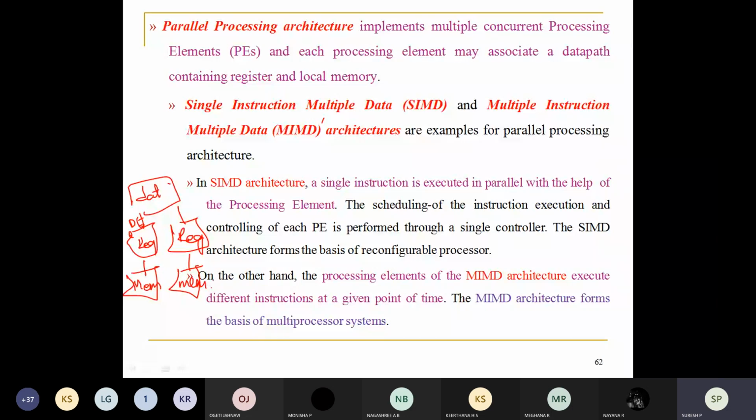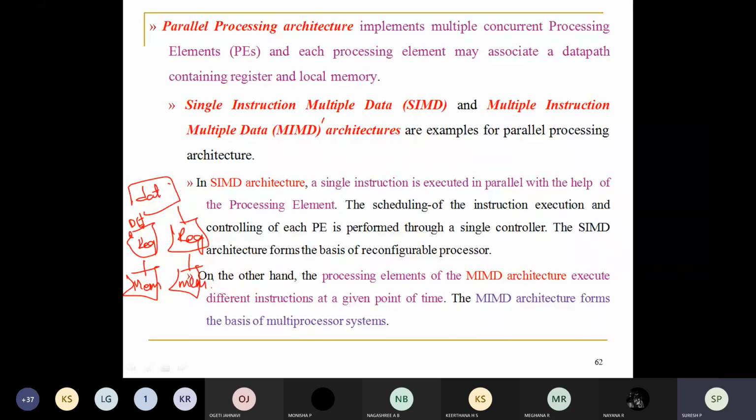So that is performed only through the single controller. When you make use of single instruction multiple data, it makes use of reconfigurable processors. On the other end, with multiple instruction multiple data, different instructions are going to run at different points of time. So the MIMD architecture is the basis for the multiprocessor system.